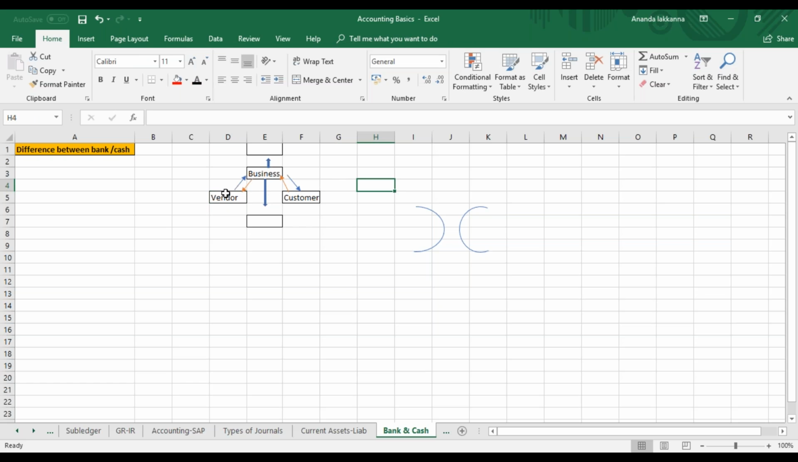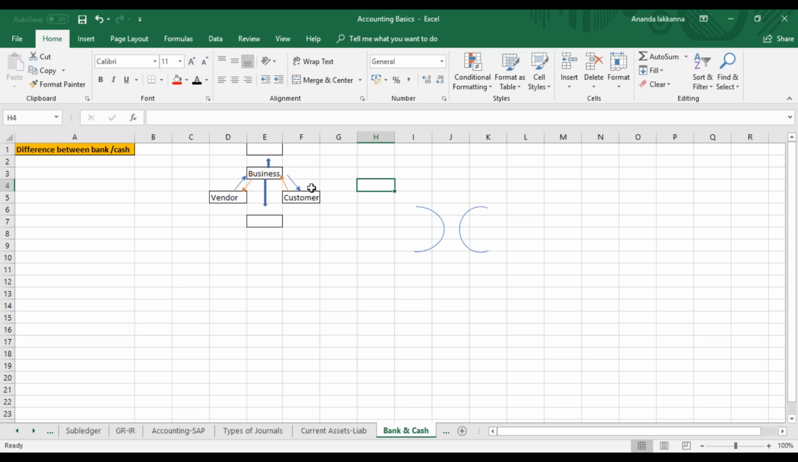When I buy something from a vendor, if I want to pay him cash, after buying, either I have to go to him or he should come to me. That's why the arrow mark is there. And also when I sell something to a customer, to collect the cash from the customer, either I should go to him or he should come to my place and give the money.